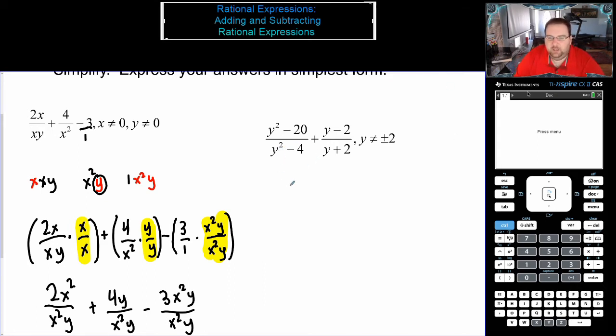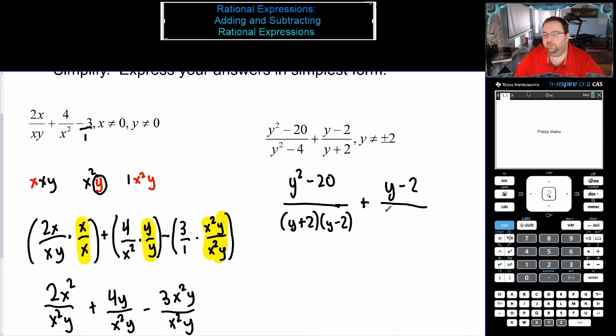Okay, let's look. So I'm going to do something a little different this time. I'm going to factor my denominator here. So this is y plus 2, y minus 2. And maybe you'll be able to see why I did that. Because now when I compare it to the other one, this one only has a y plus 2. So what am I going to have to multiply by to get them the same? Y minus 2. Okay? When I do this, multiplying by 1 in this way, I'm going to have the same denominator down here.